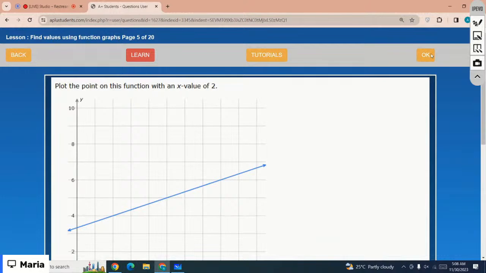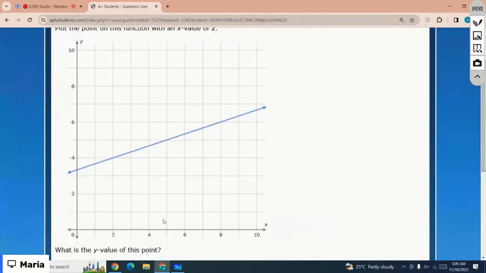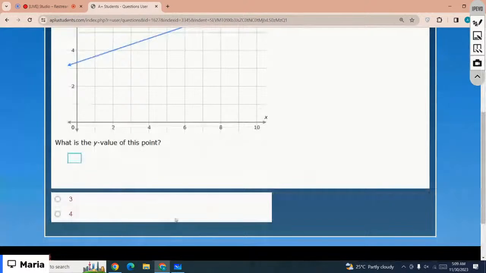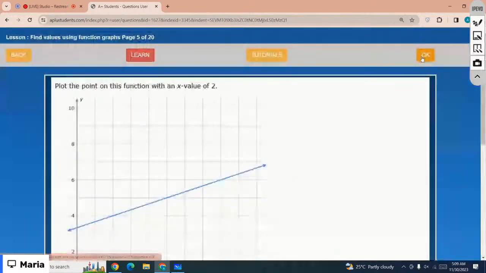Plot the point on the function with an x value of 2. So when x equals 2, the value of y is, just match the line to the x-axis. Here is x equals 2 and match it to the y. So the y value is 4. So the correct option is 4. Very good.